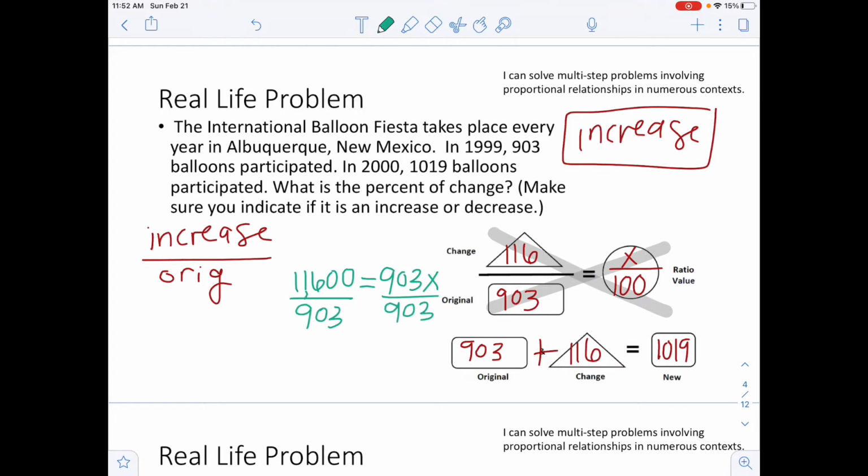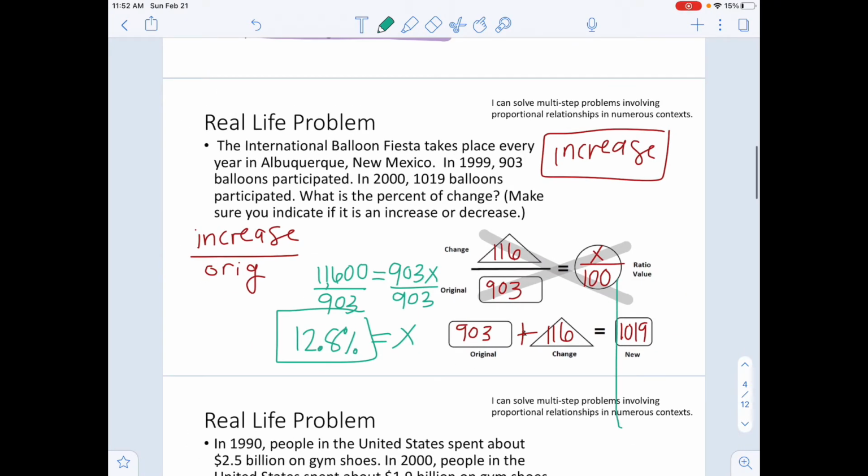Divide both sides by 903. And we get x equals, and we'll round to the nearest tenth of a percent for this one. So it would be 12.8%. And we said it's an increase, so a 12.8% increase. If you were to just take the increase over the original, so 116 over 903, you would get a decimal, and then you would just have to convert that to a percent.